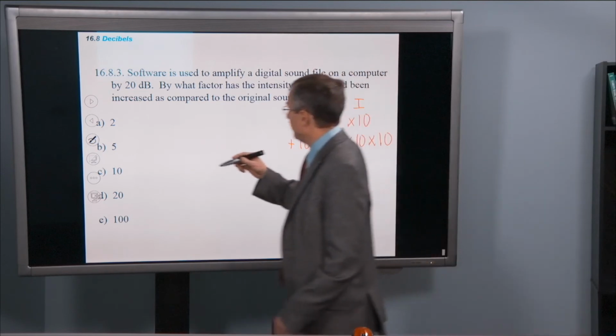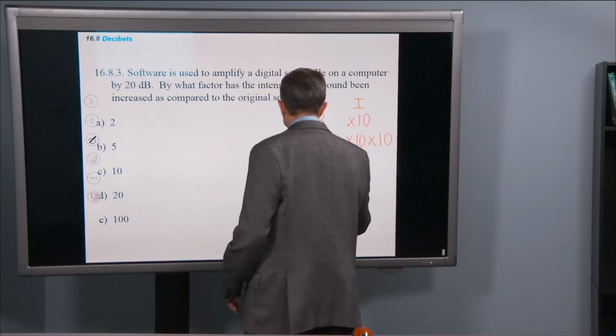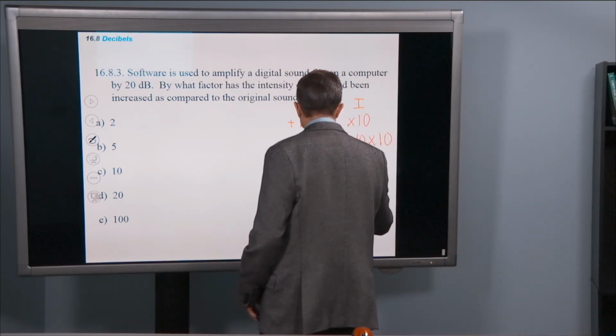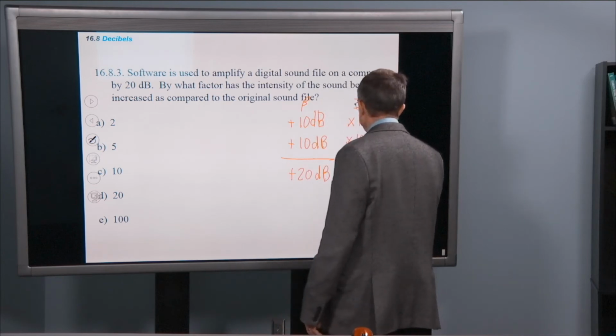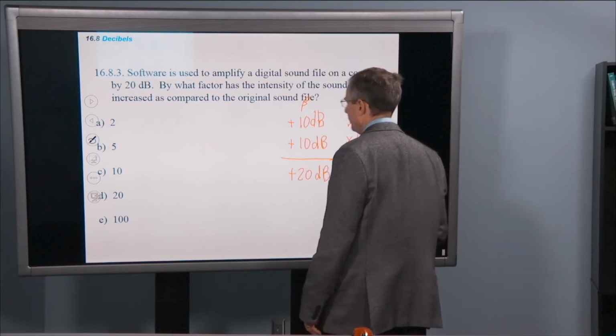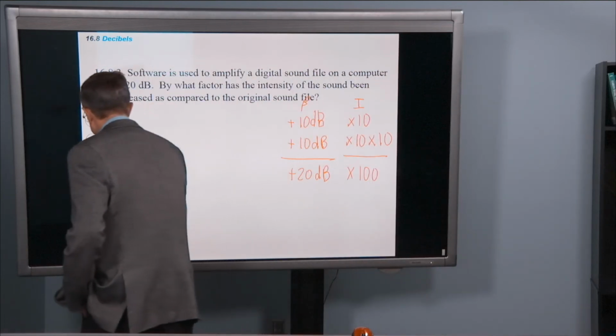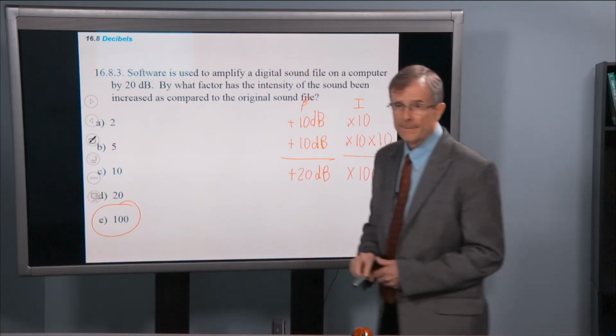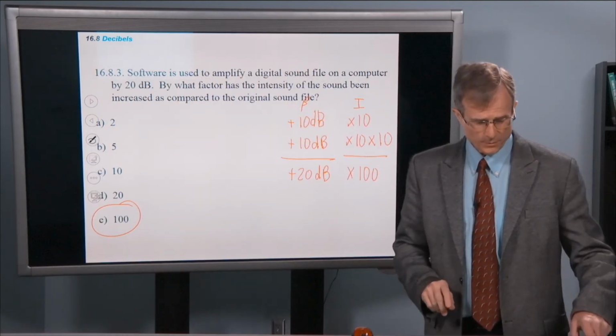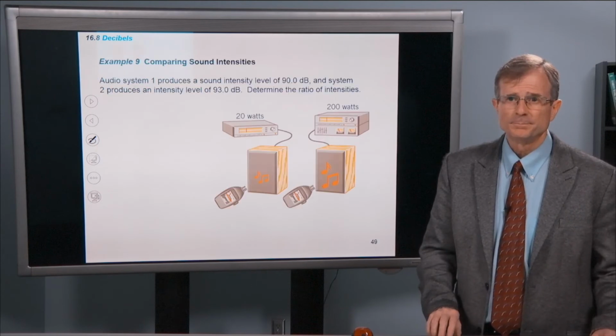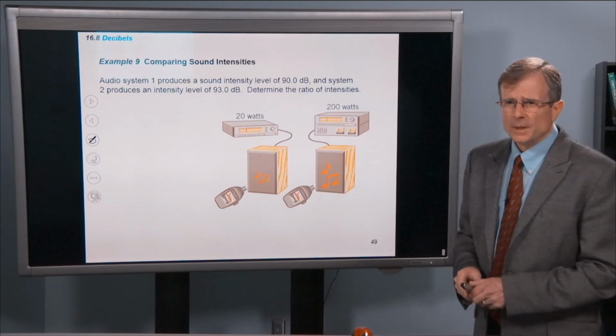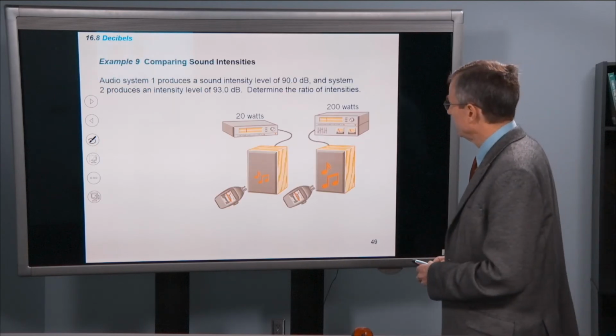So to go up by 20 decibels, we have to multiply the intensity by 100. And so the answer is E here, to change the intensity by 100. Here's another example.